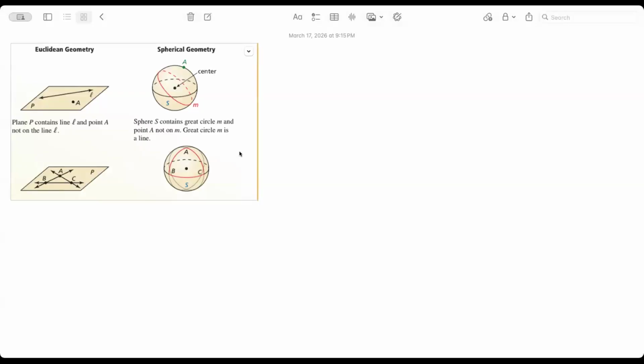See, I told you about the great circles, right? The center of the sphere. You see, that's the center of the sphere. Now, a line in the Euclidean geometry plane is equivalent to a great circle on a sphere. Do you see this? You see? That is the circle.